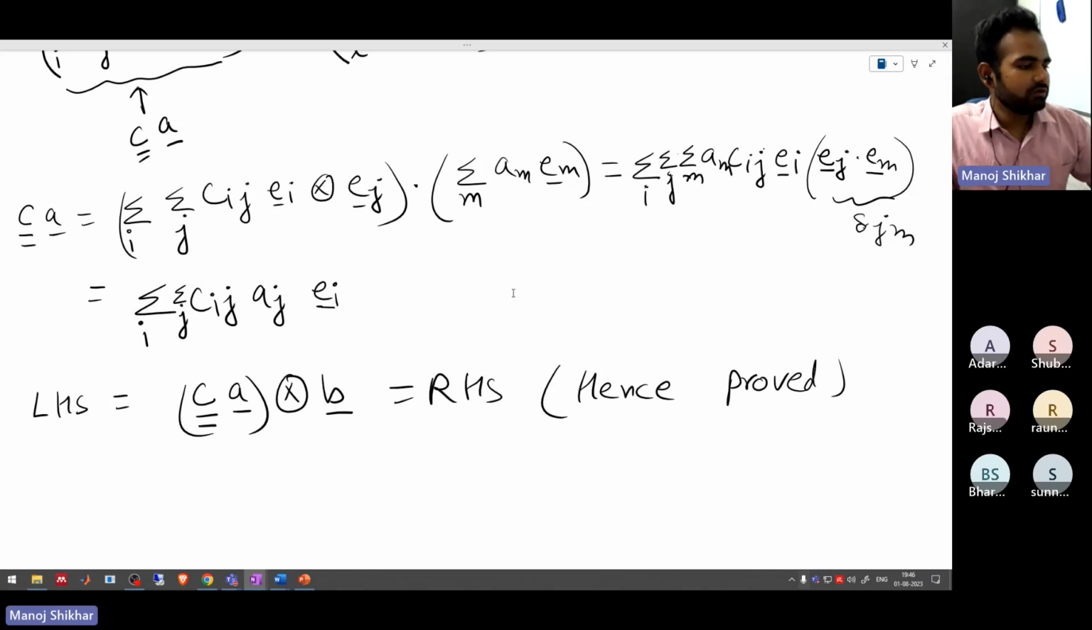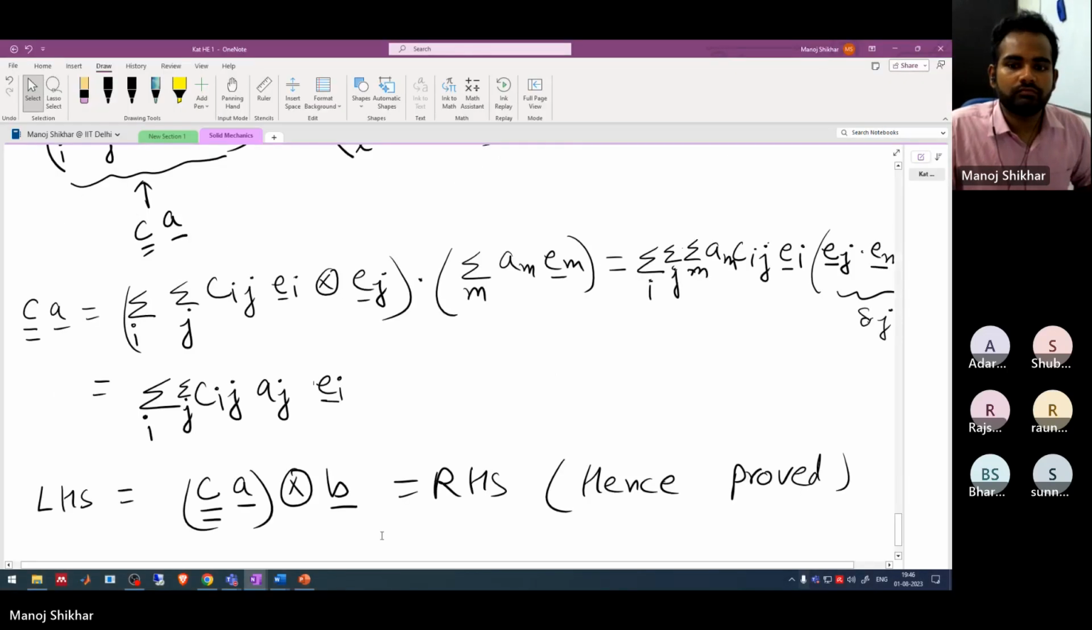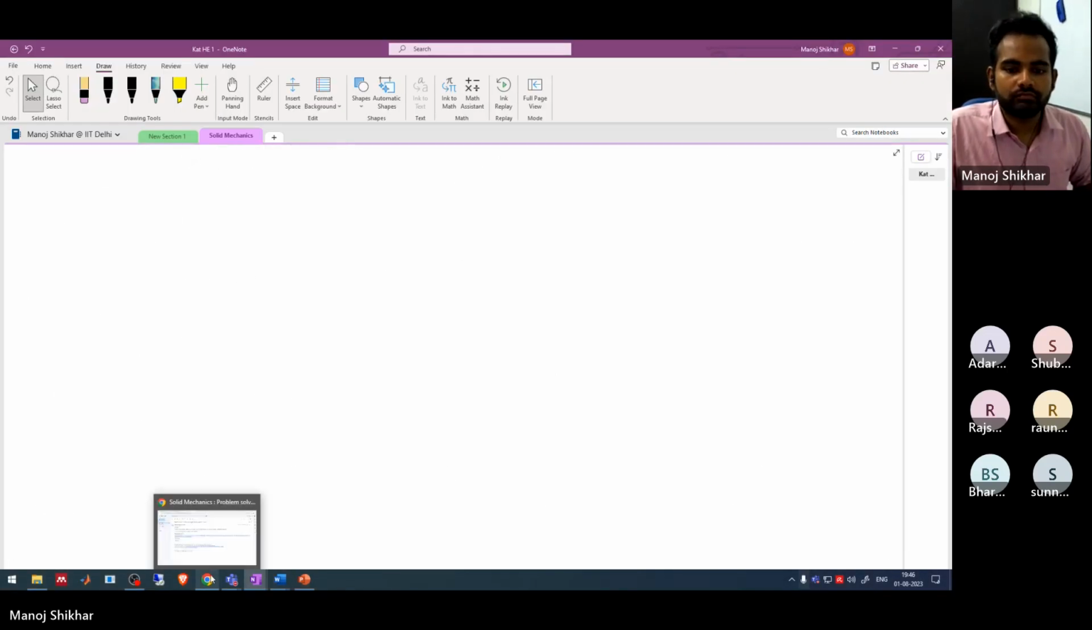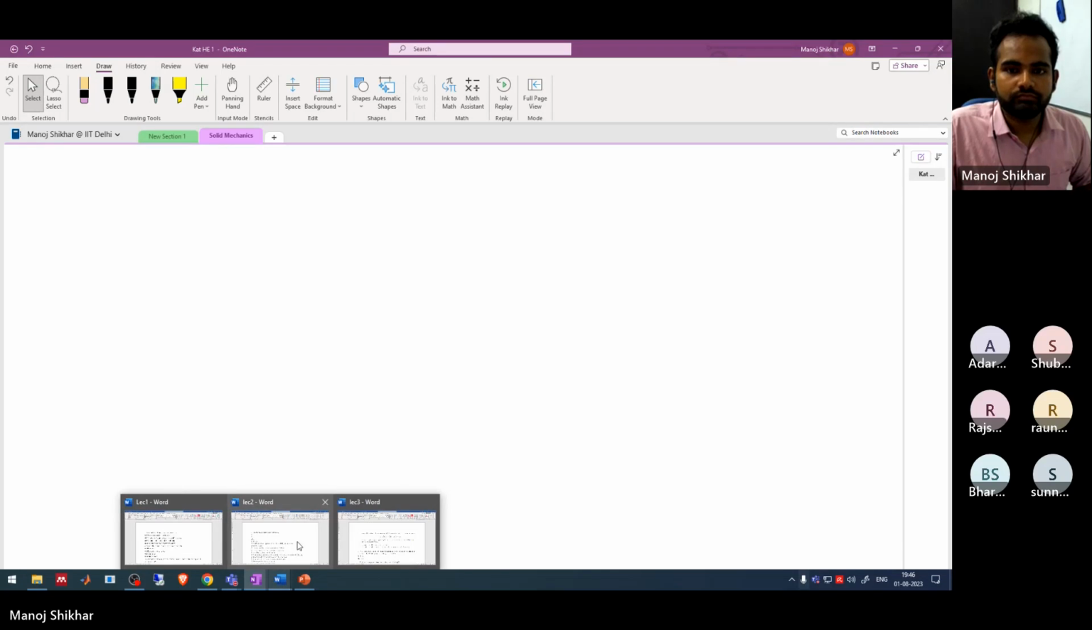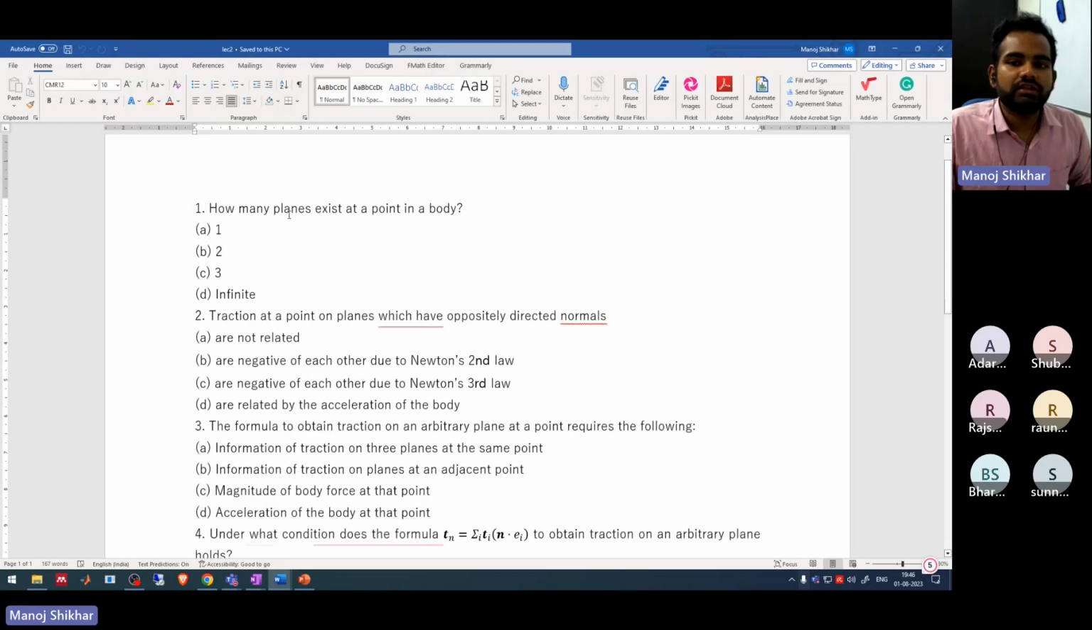Okay, so now I will move on to some of the questions from traction. So first we move on to the numerical and objective questions I have. So the first question is how many planes exist at a point in a body? So the answer is infinite. Of course, from a point, you can create any number of planes you want.